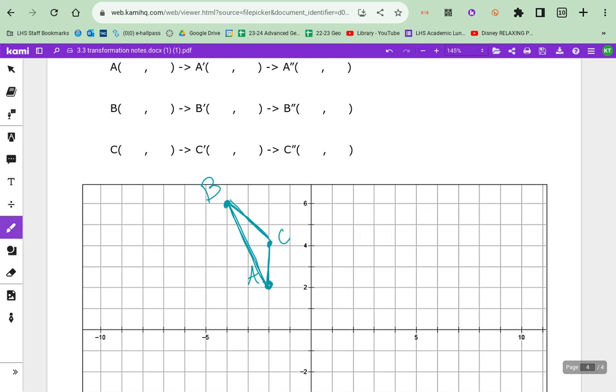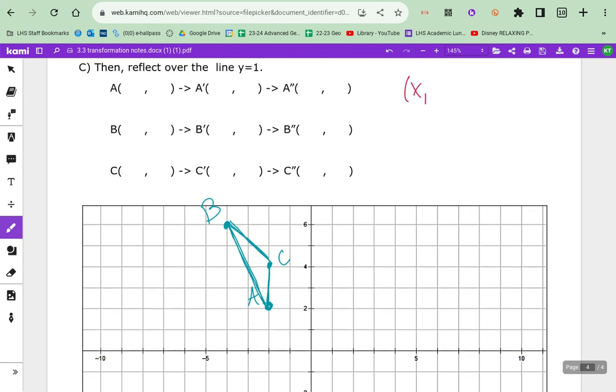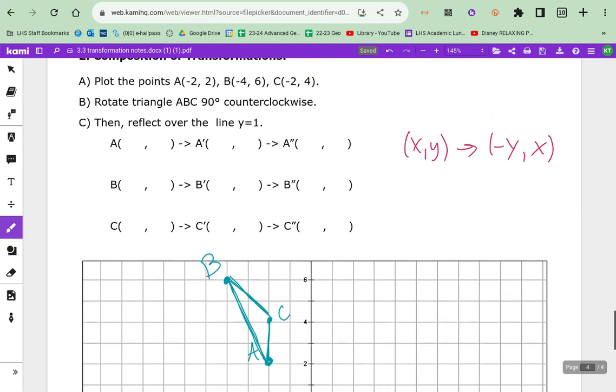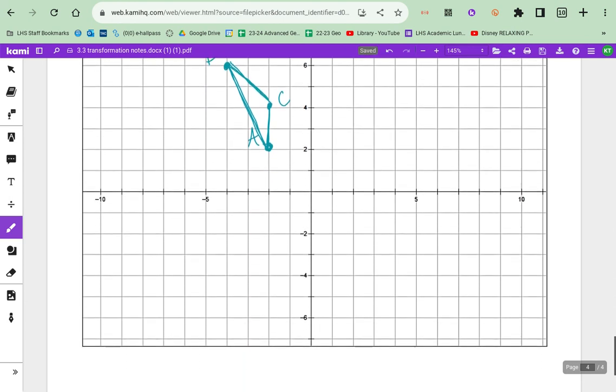Okay, so do you see on B, it says rotate the triangle 90 degrees counterclockwise. So you can either use the rule or you can use your turning the paper method. I'll use the rule. Remember that the rule is (x, y) becomes (negative y, x). So if A was negative 2, 2, then first they switch places to become 2, negative 2, and then the first one changes sign. So negative 2, 2 becomes negative 2, negative 2 for our new A.